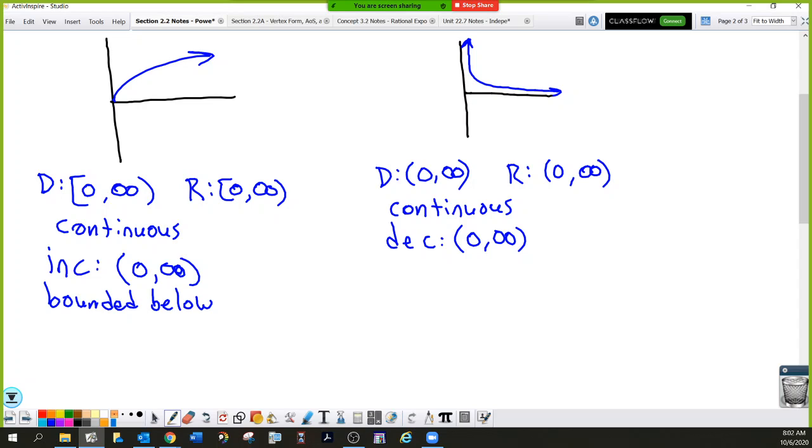And because it has a horizontal asymptote, the y-axis, it is also bounded below. But this one does not have any maximums or minimums. Oops, I forgot the word bounded. Okay, we'll just do this because I don't feel like erasing. Bounded below. Ta-da!